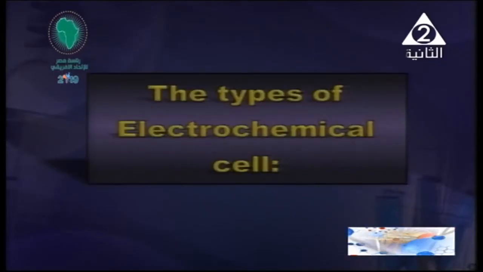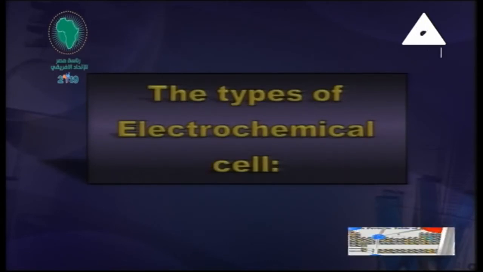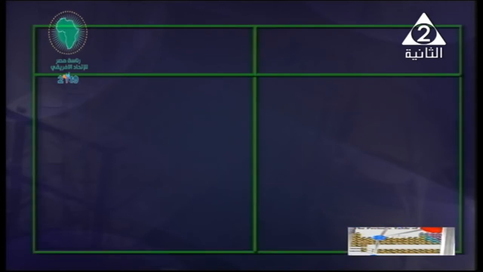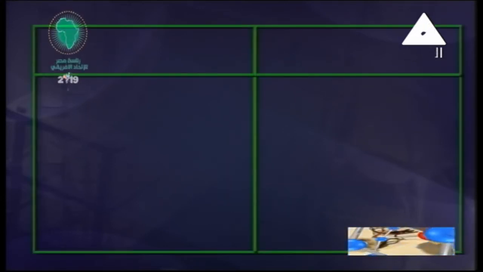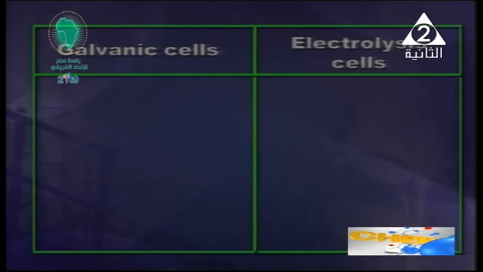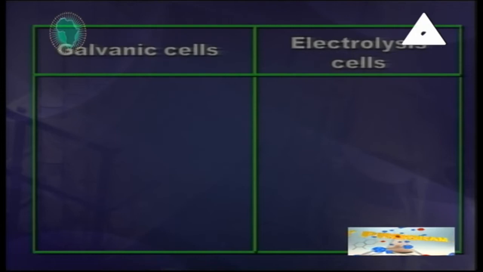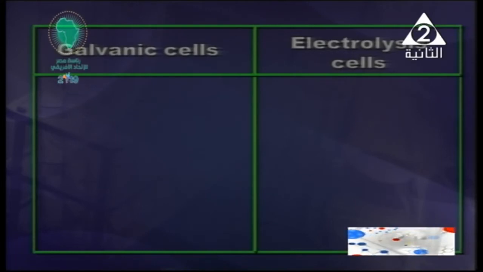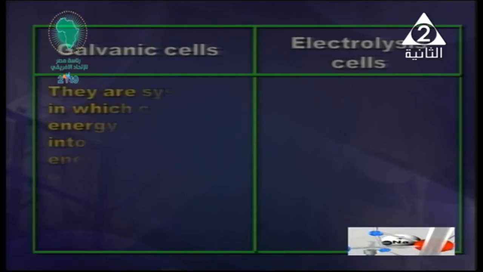What are the types of electrochemical cells? There are 2 types of electrochemical cells, as we said before: galvanic cells or voltaic cells, and electrolysis cells or electrolytic cells. What are the differences between them?